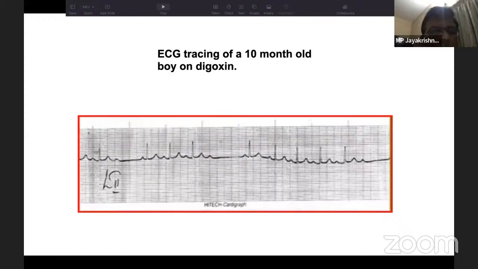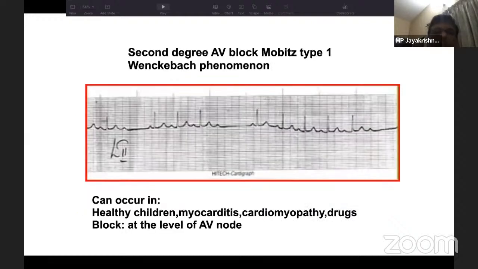So you look at the P waves, look at the PR interval also. What happens to the P wave, PR interval? The PR interval actually gets prolonged as you go from one complex to the other. And then finally, there is a P wave that is not conducted. What is it? The second degree AV block. We call it the Mobitz type 1 Wenckebach phenomenon.